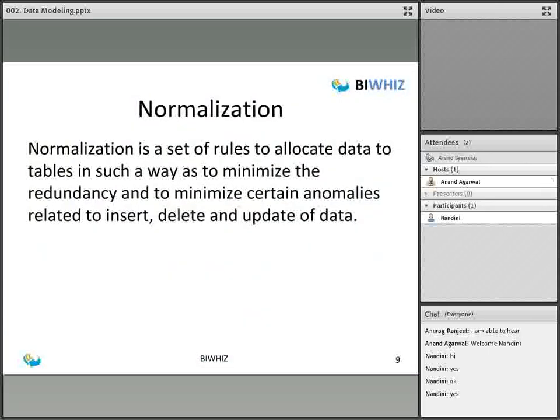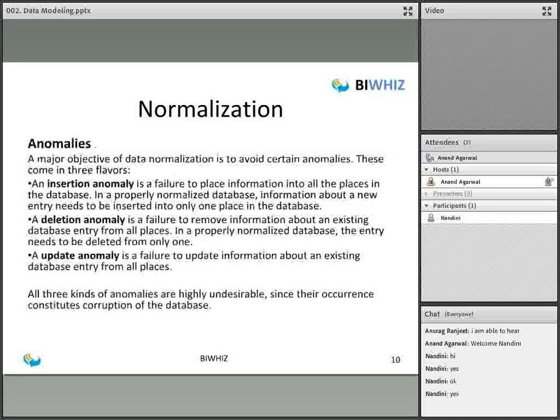Okay. So what is normalization? Normalization is a set of rules to allocate data to tables in such a way that we minimize the redundancy and we avoid certain anomalies which are related to insert, delete, or update. What I will do today is focus on these anomalies. First, we will talk about those anomalies, and then we will probably understand better why we do normalization, right? So let's go to those anomalies.